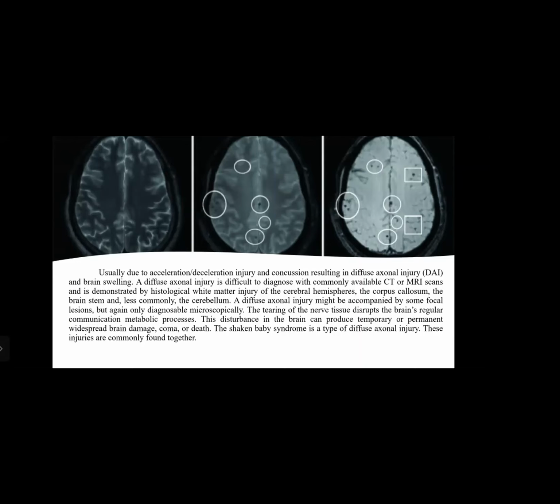A diffuse axonal injury may be accompanied by some force communication metabolism processes. This disturbance in the brain can produce temporary and permanent widespread brain damage, for example, coma or even death. The shaken baby syndrome is a type of diffuse axonal injury. For example, these injuries are commonly found together.